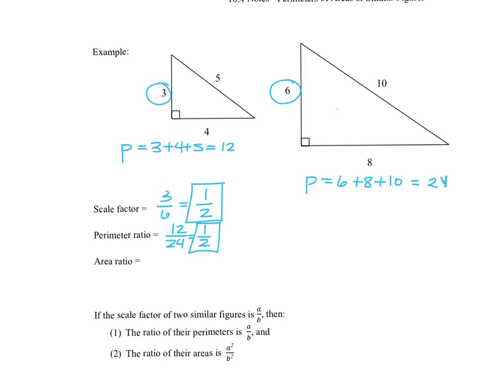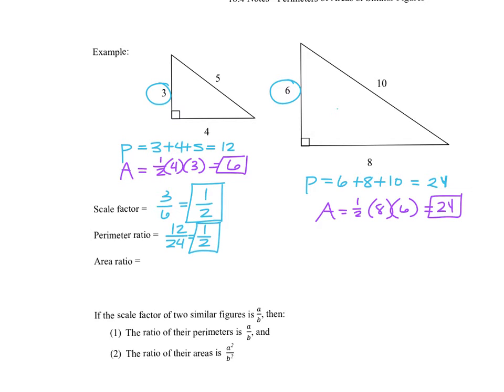Okay, now let's look at area. What is the area of this first triangle? 6. 1/2 times base times height, right? So 1/2 times 12 is 6, okay? What's the area of the bigger one? 48. 1/2 times 8 times 6 would be 48. 48 cut in half is 24.